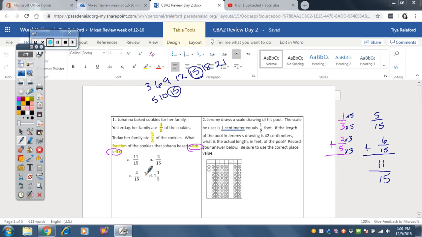But the question says, how many cookies were left? Are 11/15 of the cookies left? No. How many 15ths are left?